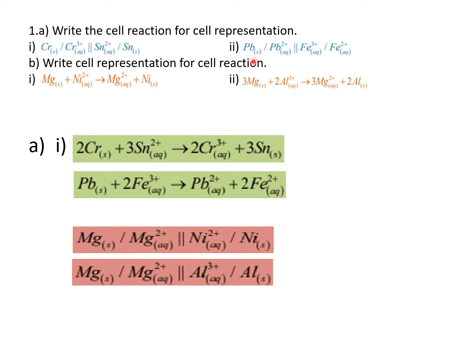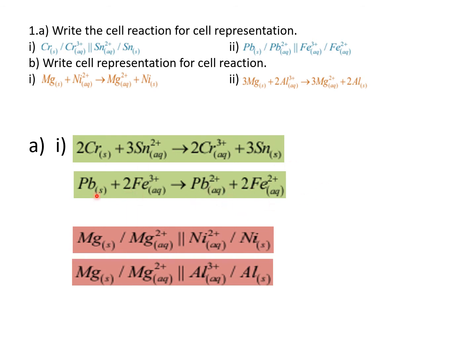The next one is lead, Fe3 plus, lead 2 plus, Fe2 plus. See here also, the first one, the anode metal, and the cathode first ion, both should be in the reactant side and the products should be in the product side. Here reduction takes place and here oxidation takes place. Always in the cell representation, first you write the oxidation and then the reduction reaction, that is anode and then cathode. See here: lead plus Fe3 plus gives lead 2 plus and Fe2 plus. After writing all like this, you just balance the reaction.